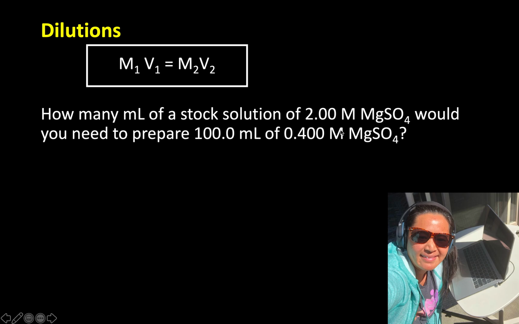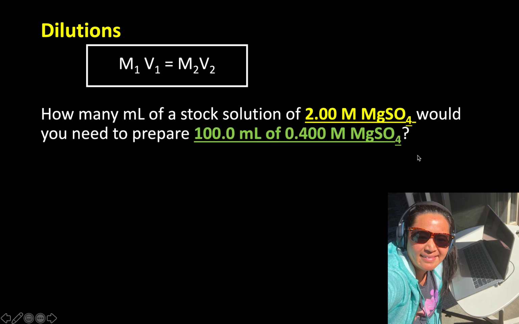So we have a practice problem here. How many milliliters of a stock solution of 2 molar magnesium sulfate would you need to prepare 100 milliliters of 0.400 molar magnesium sulfate? So we have a stock solution and we want to dilute it to a weaker solution of 0.4. If we analyze the problem here, we're going to say that the 2 molar is M1, the 100 milliliters, let's call that volume 2, and the 0.4 is the molarity 2.